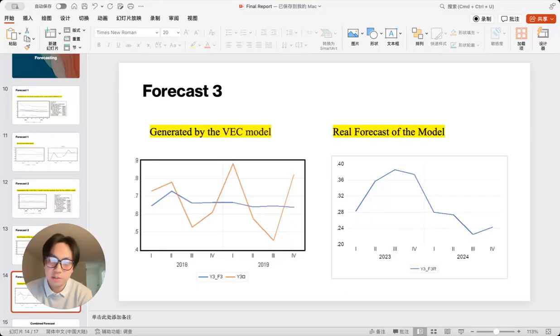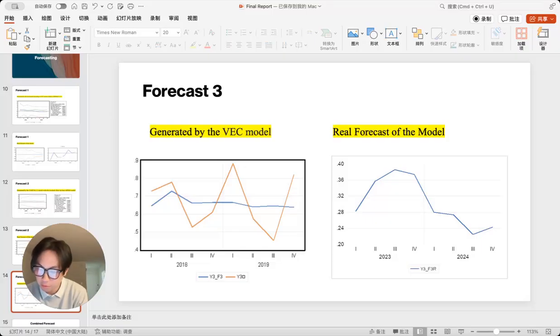The third forecast is generated by the VEC model, and here's the real forecast for the model as well. We can see that the Y3 forecast matches the overall level of the actual series, but misses the sharper quarter-to-quarter fluctuations. It captures the long-run mean while underestimating the short-term dynamics and volatility, resulting in overly smooth predictions. No confidence interval was generated for the real forecast due to some issue with EViews, but we can also interpret the trend. The forecast displays a clear short-run rise followed by a gradual tapering off.